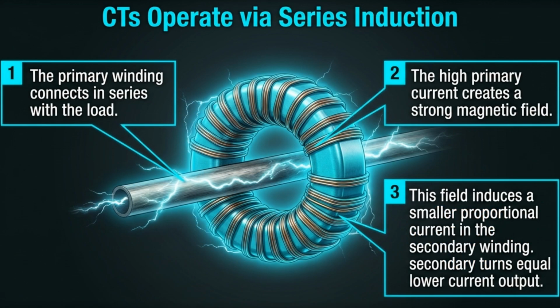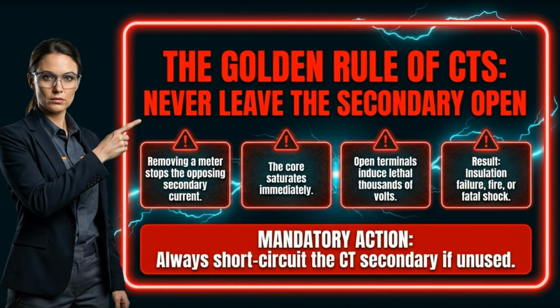CTs operate via series induction. The primary winding connects in series, creating a strong magnetic field. This field induces a smaller proportional current in the secondary winding, with fewer secondary turns, resulting in a lower current output. The golden rule of CTs is, never leave the secondary open. Removing a meter stops the opposing secondary current, immediately saturating the core. Open terminals can induce lethal thousands of volts, leading to insulation failure, fire, or fatal shock. Always short-circuit the CT secondary if unused.